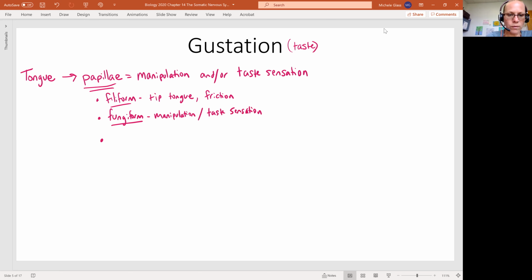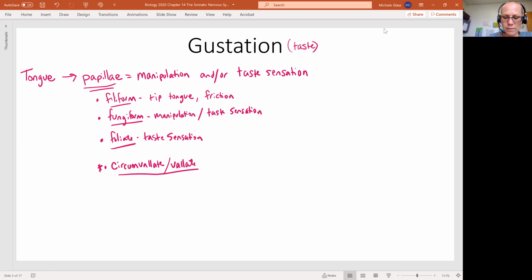We can do our foliate, which is going to be involved in taste. And then the last one, let's actually put a star beside this one. You can call it a circumvallate, or you can just call it vallate. And this one is along the back of the tongue. And this one is really, I'm going to just write the word taste really huge. The circumvallate is the one that's really involved in taste sensation.